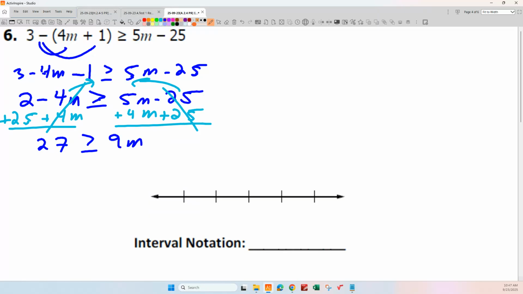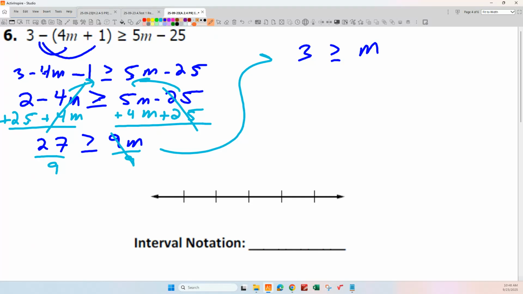Okay, last step. Divide by 9, good. And that's going to give me, so I'm going to scoot up here so I have a little more room, 3 on the left and m on the right. That's correct, but when we write inequalities, we'd rather have the variable first on the left side. So what could I do to that inequality to rewrite it with the m on the left? Flip the whole thing around.